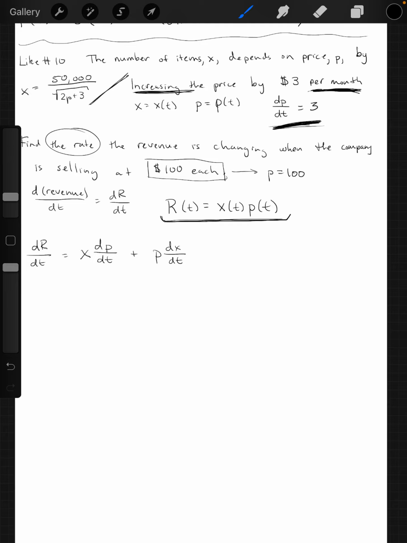And we know at least 2 of those things. We've taken the derivative, so now we can plug stuff in. We know that dp/dt is 3, and we know that p itself is 100. So we need to figure out the other 2 things, right?